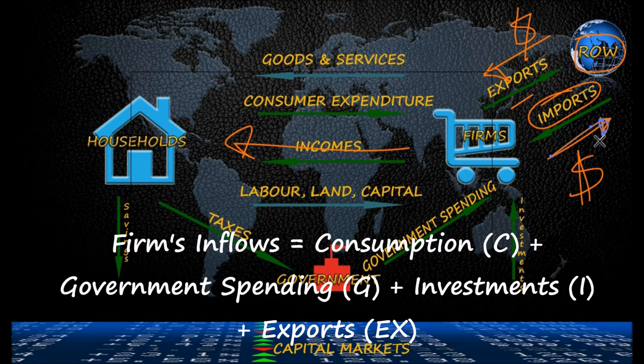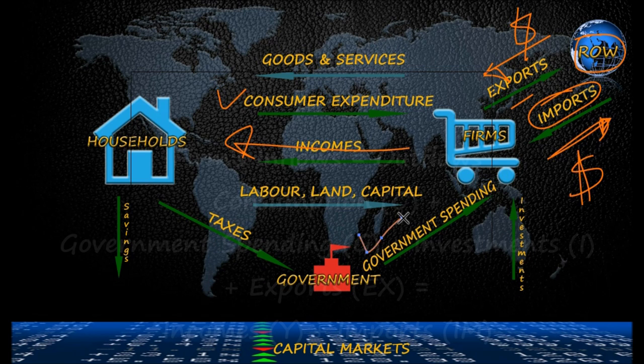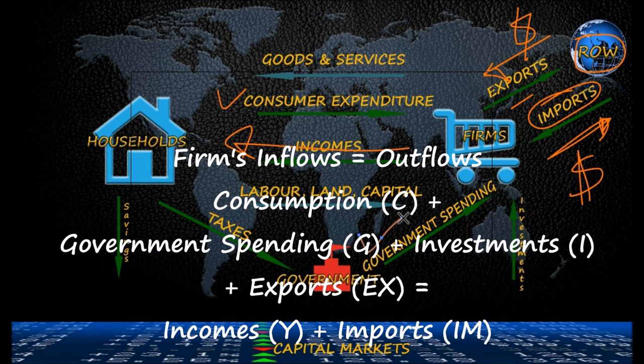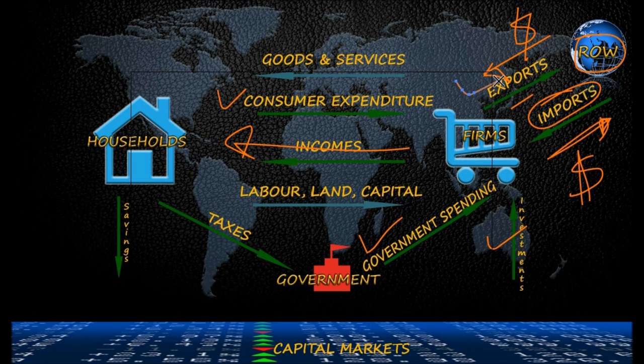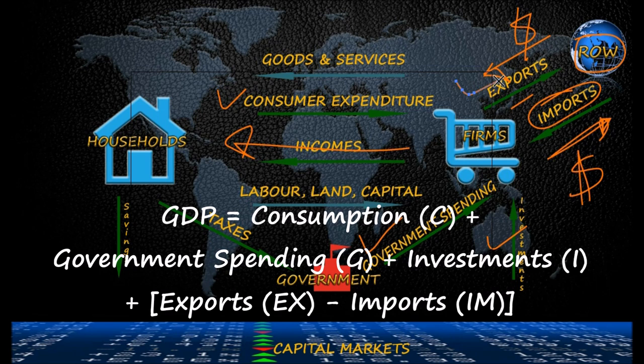But since we know that income equals expenditure equals products in our economy, we see that the left-hand side of the equation, which is income plus imports, equals C plus G plus I plus EX. Therefore, income equals C plus G plus I plus EX minus IM. The right-hand side of this equation, C plus G plus I plus EX minus IM, where EX minus IM is net exports, is now the total expenditure in our economy.